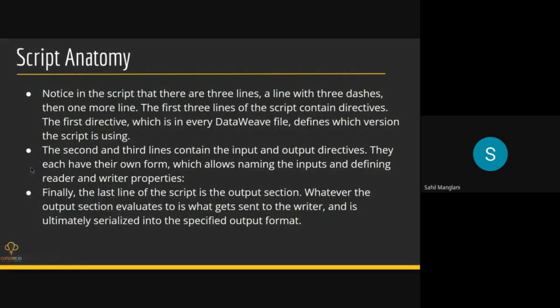Let's discuss this. Suppose in this script there are three lines. The first line has the three dashes, and the second line describes the version of DataWeave. The second and third lines describe what kind of input you want as a payload and what kind of output you are producing from that payload. So this was about script anatomy.